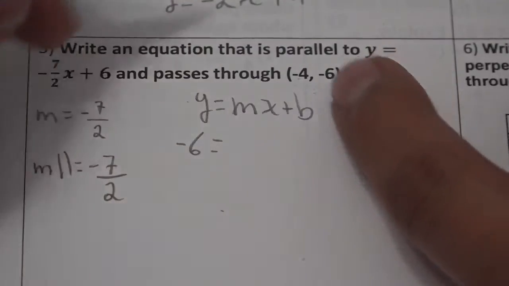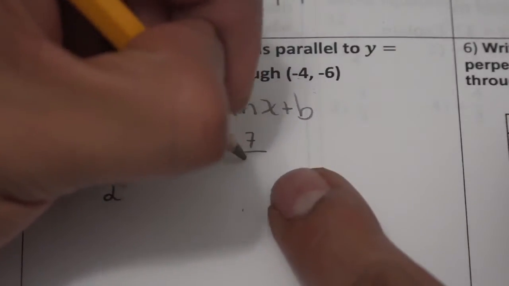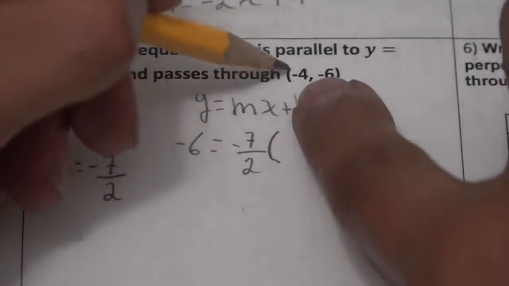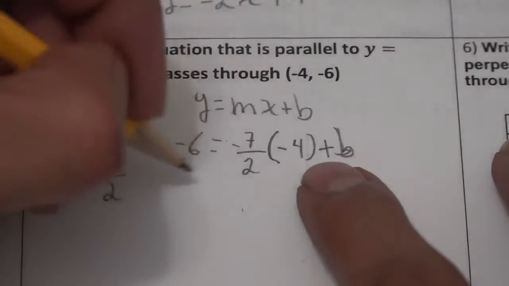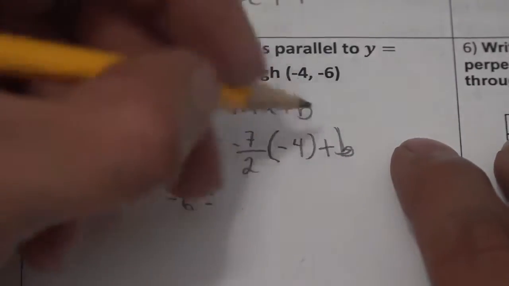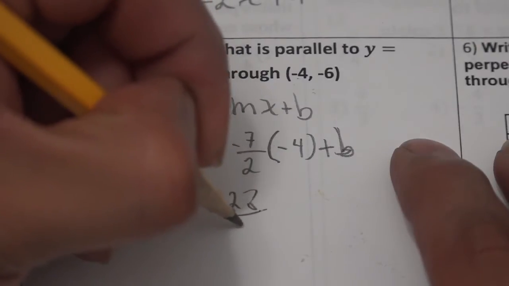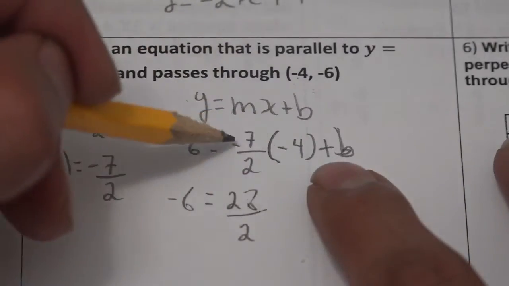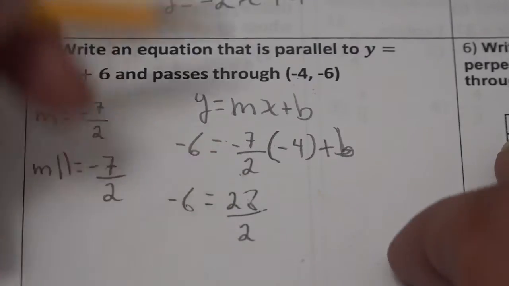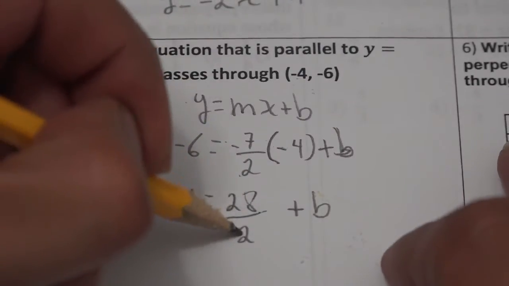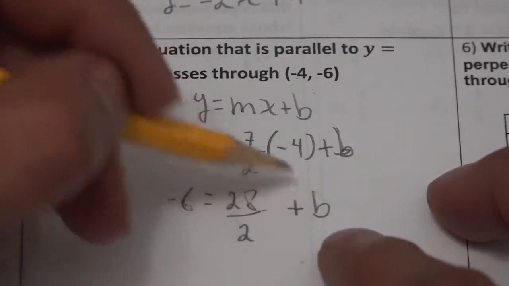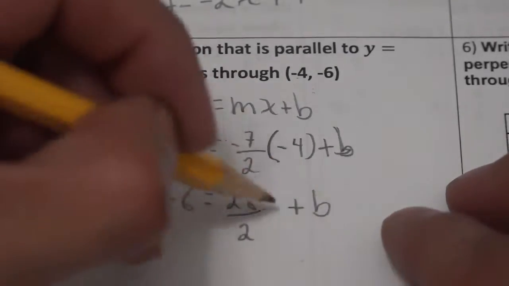Okay, and now let's see, this is the y, so negative 6. The slope, negative 7 over 2, times x, which is negative 4, plus b. Okay, so let's see now. Negative times negative is positive. So you have negative 6 equals 28 over 2. Negative 4 times negative 7 is 28, and then divide by 2. I could have done it in one step, but anyways. So 28 divided by 2 is 14. Positive, right? But I'm solving for b. So if you want to write the 14, rewrite the whole thing right here, that's fine.